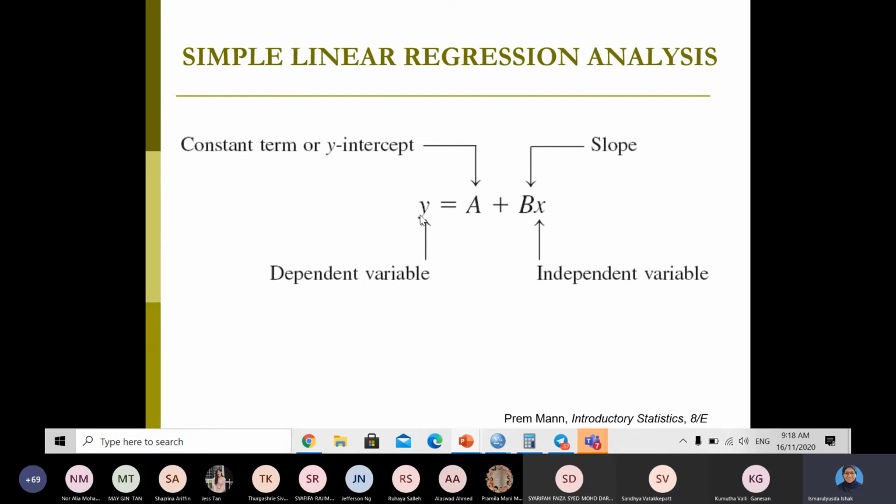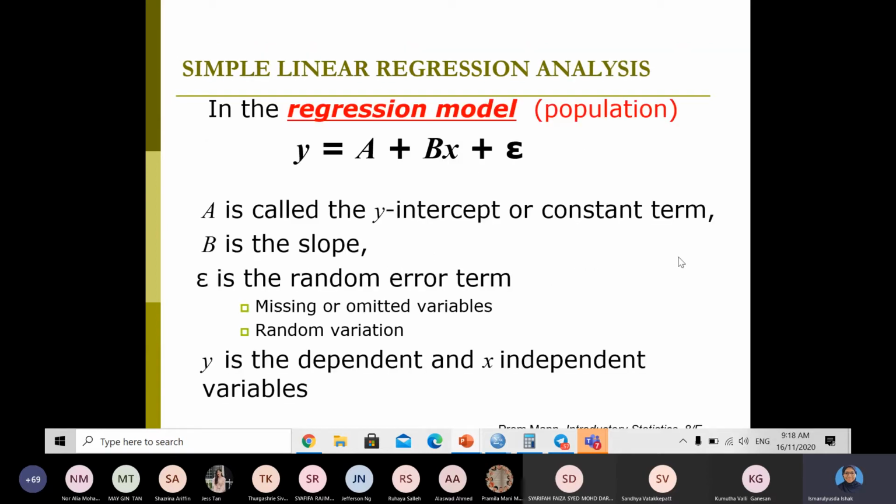Y is the dependent variable, a is the constant term or y-intercept. That means if x is 0, y will be equal to a, plus bx. X is the independent variable and b is the slope.